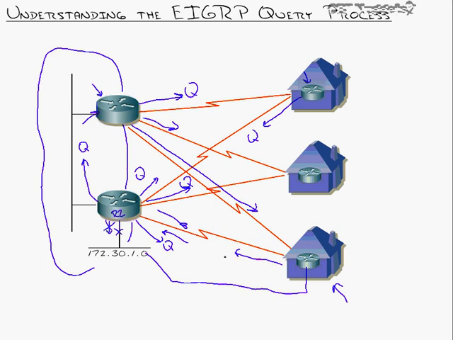This router would respond and say, yes, I do have a backup path to that. And router 2 would go, oh, great, I've got a backup path, but I'm not going to use it until I hear back from all of these neighbors. Okay. It will wait by default 3 minutes to hear back from all the queries.